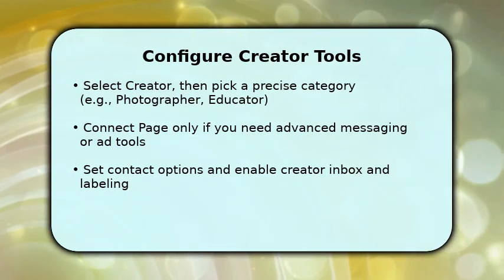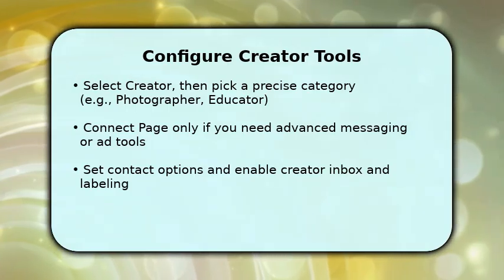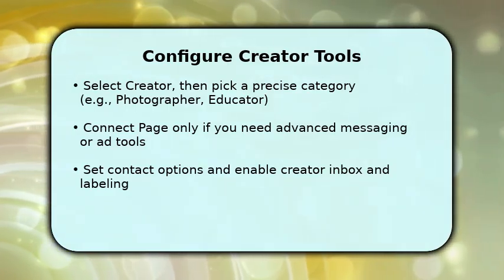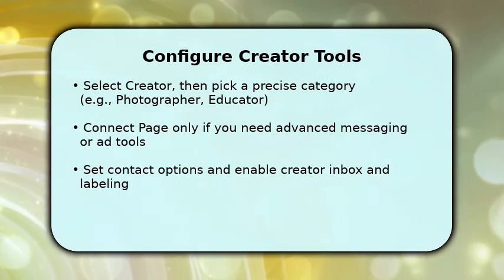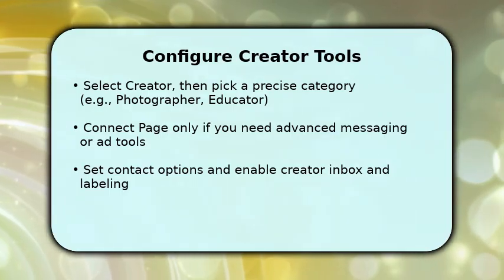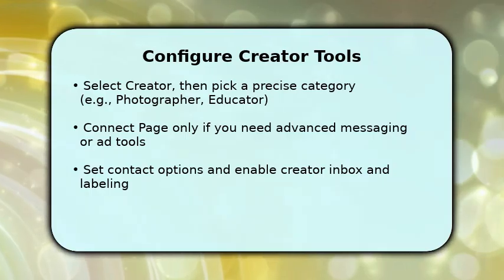First, choose a precise category. This affects search and labels. Next, decide whether to connect a Facebook page. Only do this if you need unified messaging or ad access. Then set contact options, email, phone, or none.